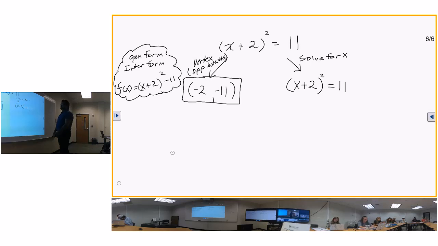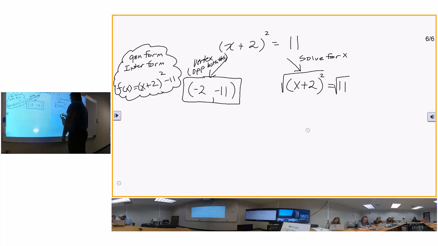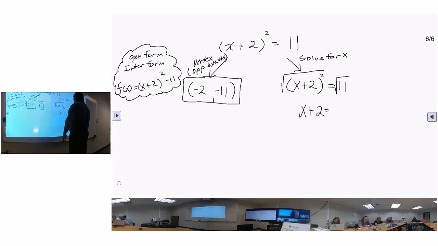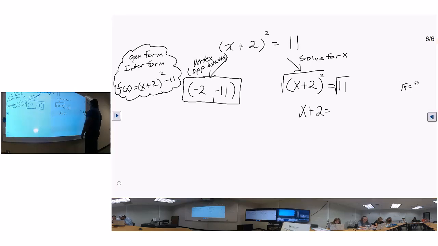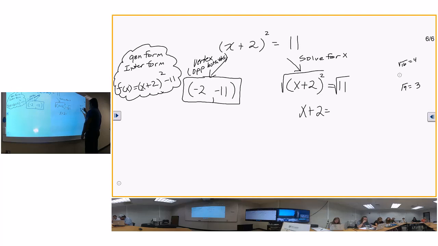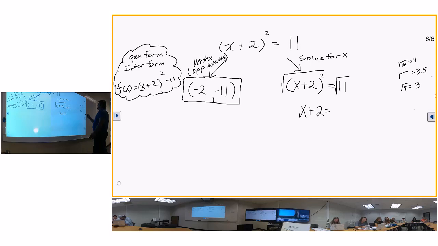Next, we've got to take the square root of both sides. X plus 2 is equal to the square root of 11. The square root of 9 is 3. The square root of 16 is 4. The square root of something is 3.5. Well, what's 9 to 16? 9 to 16 is 7. Half of 7 is 3.5.